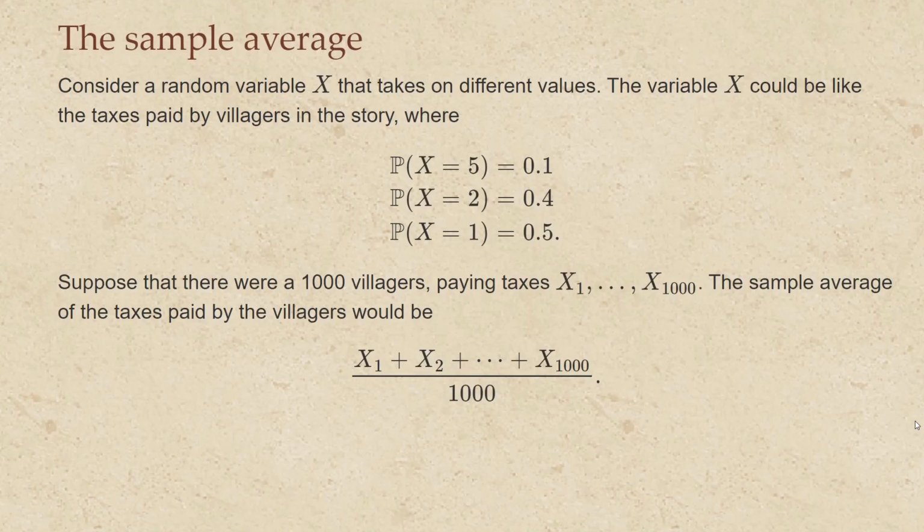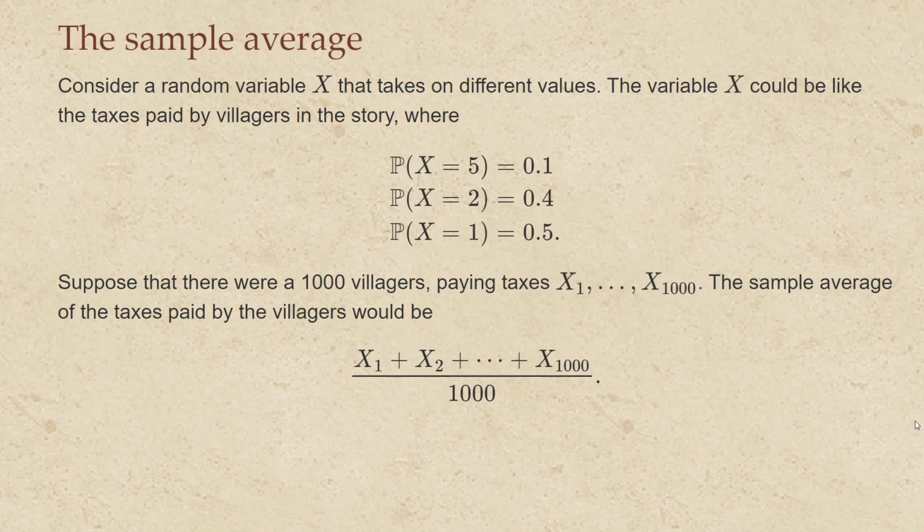Consider a random variable X that takes on different values. The variable X could be like the taxes paid by villagers in the story, where the probability that X equals 5 is 0.1, the probability X equals 2 is 0.4, and the probability X equals 1 is 0.5.